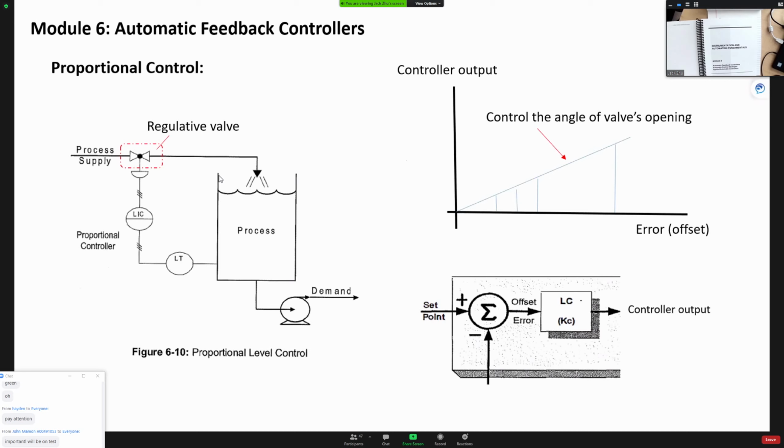This is proportional control. For this proportional control, let's say you set the tank level at there, and the pump is drawing at a certain rate, the liquid level in the tank will reach a certain location down there. It is not going to change because you constantly monitor what you draw and what your supply is. The valve will open to the value where it matches what the pump is drawing out from the tank.